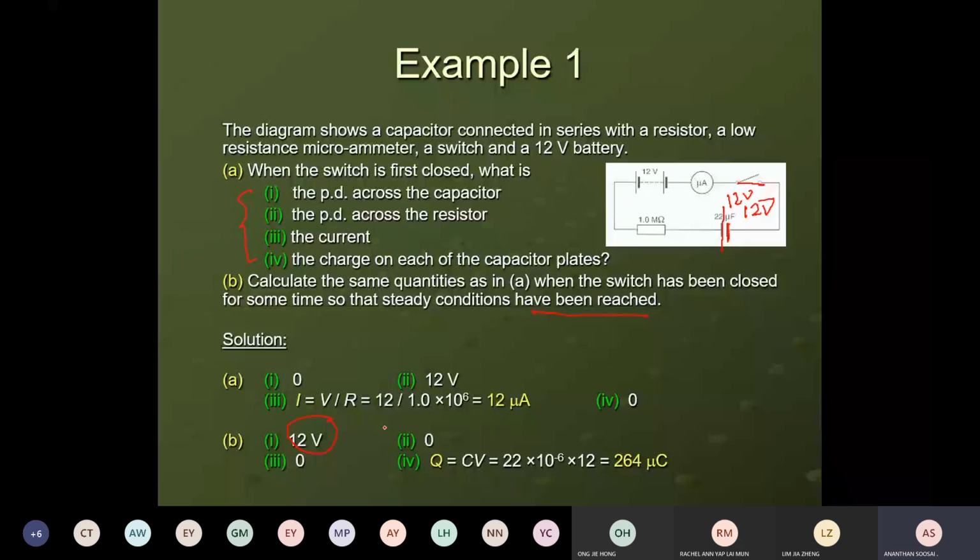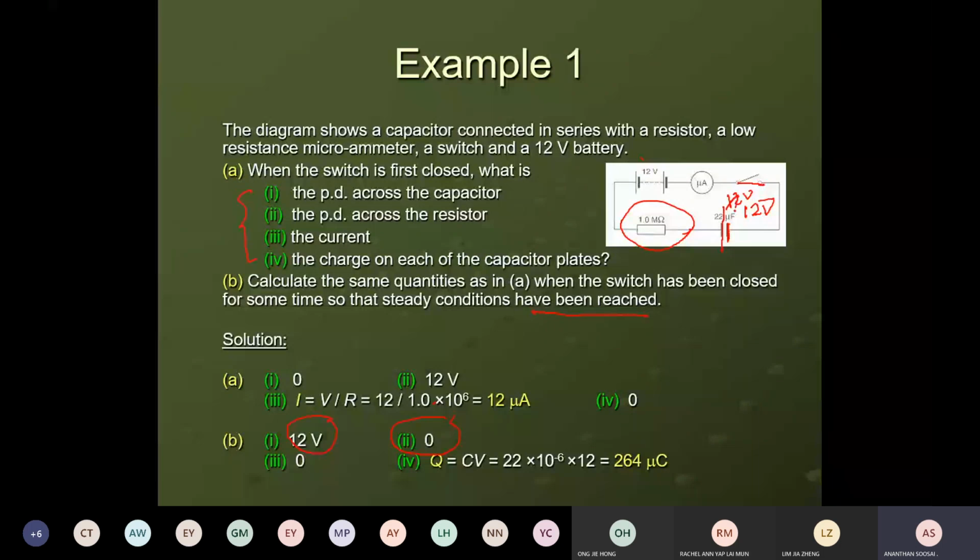The battery feeds the capacitor. The capacitor grows, but it opposes the battery that feeds it. When it's fully charged, it stops the current flow, because the total EMF is 0. Second, the PD across the resistor, of course, becomes 0. The resistor cannot take any PD anymore because the 12 volt is slowly building up.